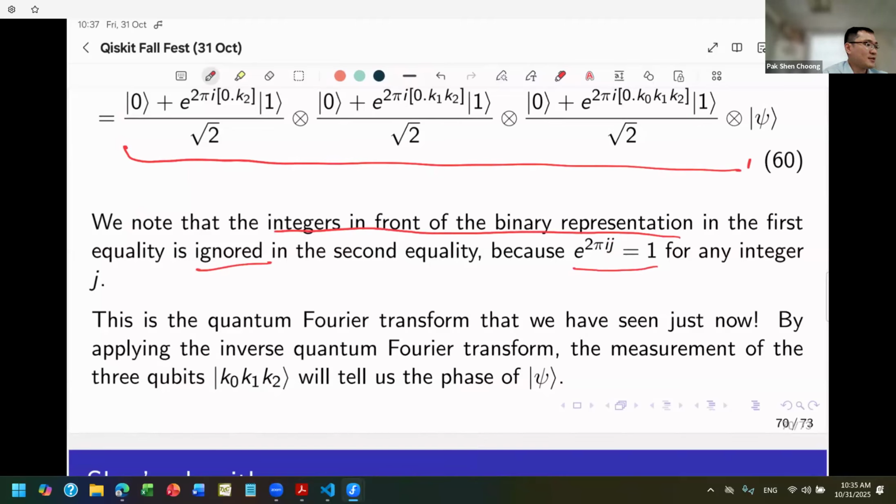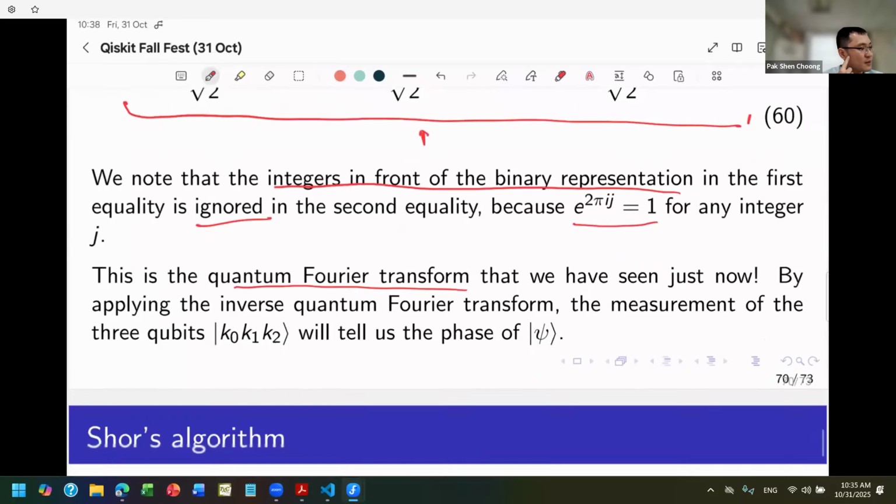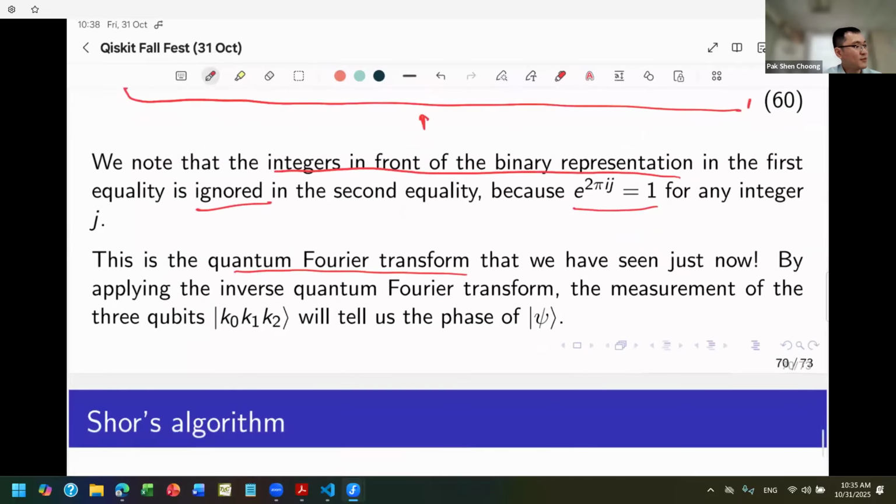So we have seen that the quantum Fourier transform transforms your original states into this kind of representation. Now you perform the inverse of Fourier transform, which is your phase estimation. Then you get back the original states and you do the measurement, and through the statistics, you identify the phase. Like I say, you perform measurement, then it will tell you the phase.